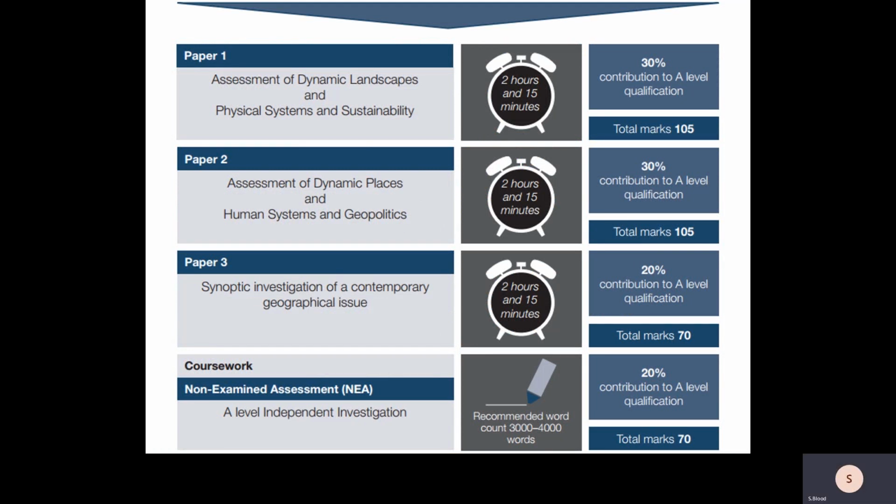So, something I know a lot of people are interested in, particularly students, is the layout of the assessment. So we have a paper 1, which is very much the physical paper, and that is 2 hours and 15 minutes and a total of 105 marks. Paper 2 follows a very similar path in terms of its time, 2 hours 15 minutes again and 105 marks. These make up a total of 60% of the overall qualification.